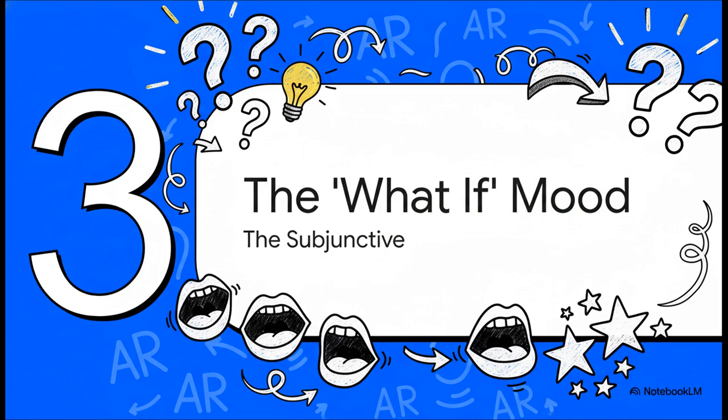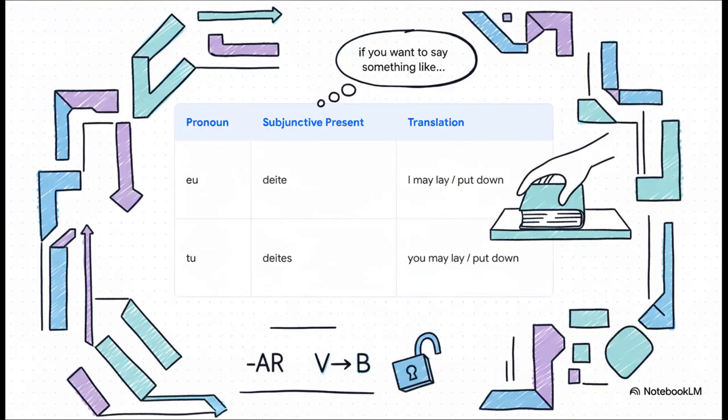Now let's explore something a little more advanced. This is what I call the what-if mood, or more formally, the subjunctive. It's for all those times you're talking about doubts, wishes, or hypothetical stuff. Now, the word subjunctive can sound a bit scary, I know, but forget the name for a second and just look at the pattern. It's the same idea. It's for when you say things like, I hope that you lay the keys here, or it's important that she put it down. It just has its own special code, its own set of endings. The core logic, though, is exactly the same.